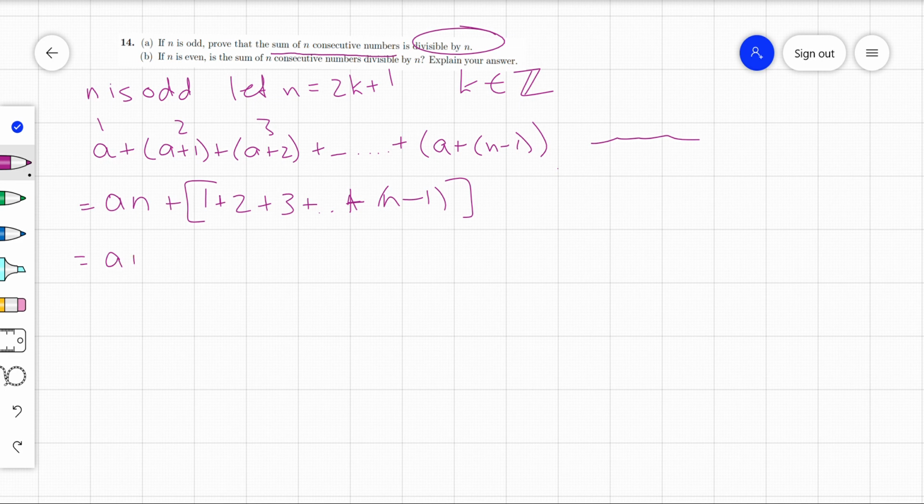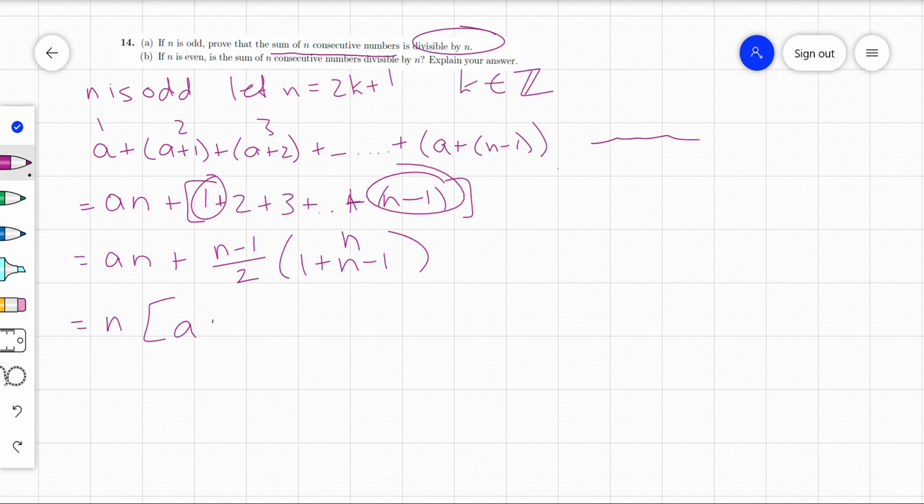Well, that's just the sum of n minus 1 numbers, and it's an arithmetic sequence with a difference of 1. So remember, you have the number of numbers divided by 2 for the sum. So the sum of n minus 1 numbers is n minus 1 on 2, first plus last. The first term plus the last term gives you just n. So I'm going to have n times a plus n minus 1 on 2.